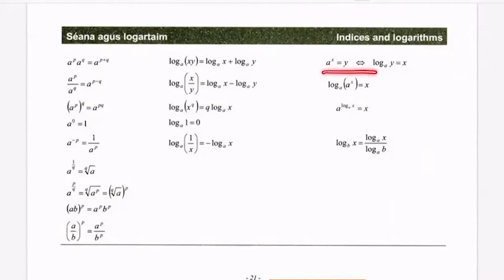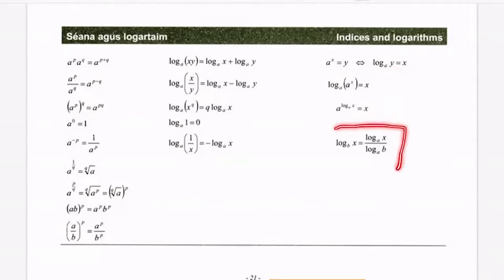So the top one here is often called the switch. It's where you switch from indices to logs, and it's very important you're able to do that. These two rules, some schools don't use them that much. I happen to think they're extremely useful and really easy to use, so I will use them a lot. I tend to use these more than I use the switch.